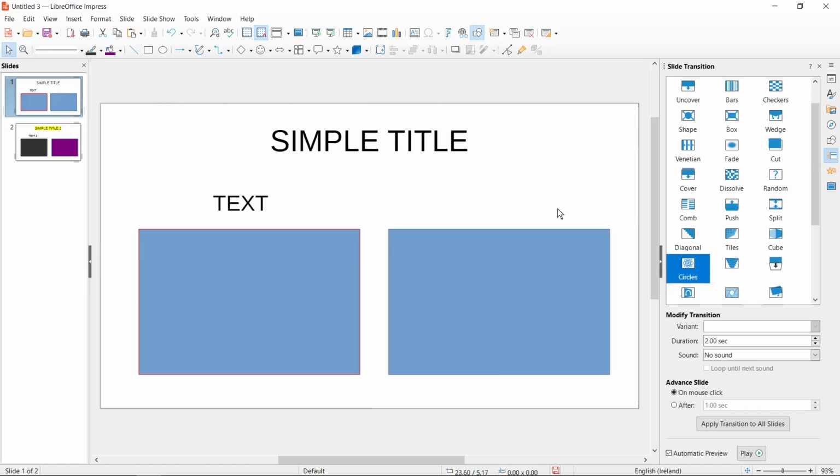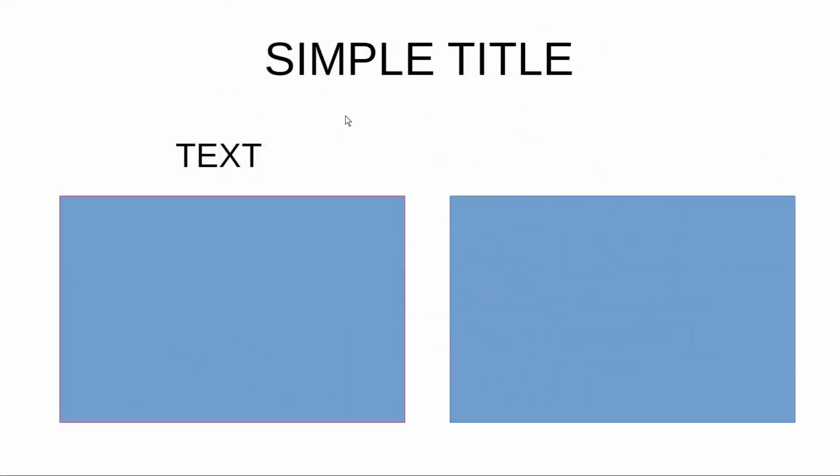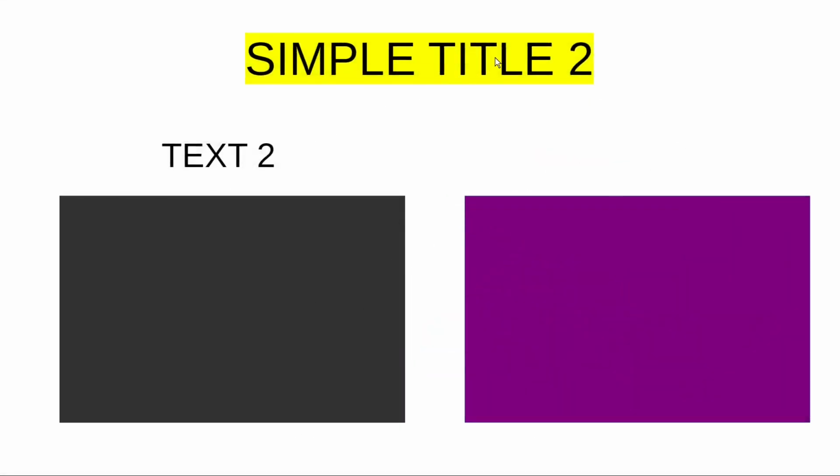If you would like to add it to other slides, you need to click on this option, Apply Transition to all slides. And then if you go to Slideshow and select this option, Start from first slide, you will be able to check if your transition works. So now I click one more time, and as you see, the transition works.